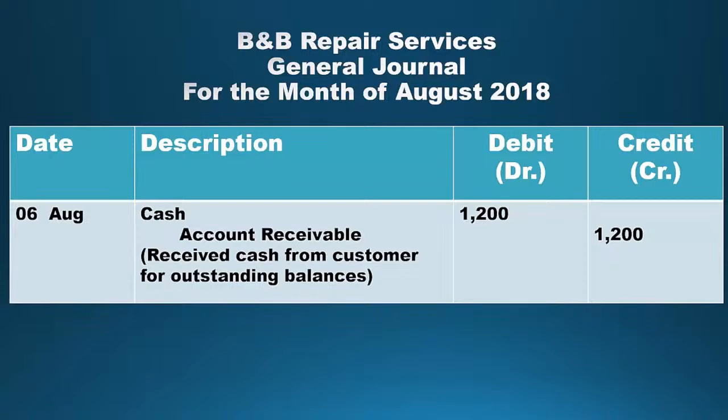August 6, receiving payment from customers. Step 1. Review the journal entry. The journal entry for August 6 was debit cash, $1,200. Credit accounts receivable, $1,200. This tells us that the company received payment from customers who previously owed money, so we need to update both the cash and accounts receivable ledgers.